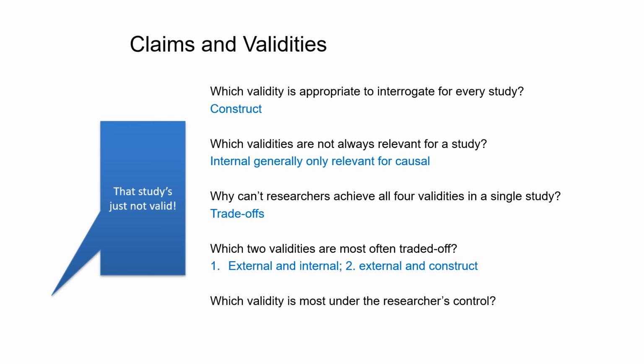And which validity is most under the researcher's control? We haven't said statistical yet, and I'm going to say that statistical would probably be a correct answer here, except one of the other ones is more under the researcher's control. What is that? That is internal validity, because internal validity by definition is control. So the more control the researcher is implementing, the higher the internal validity.